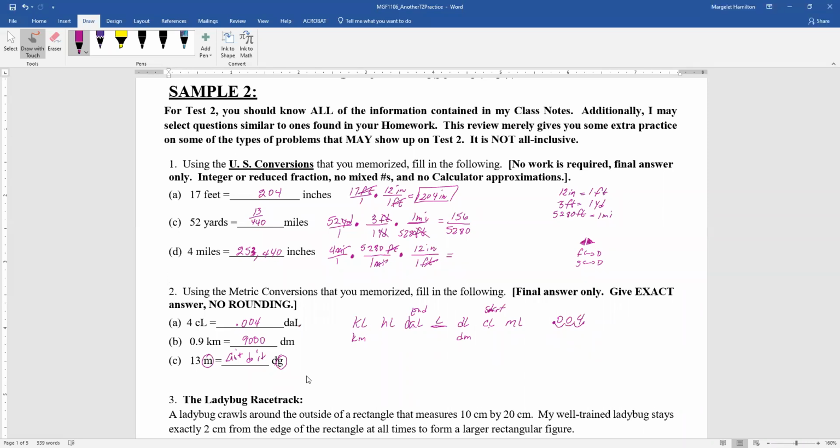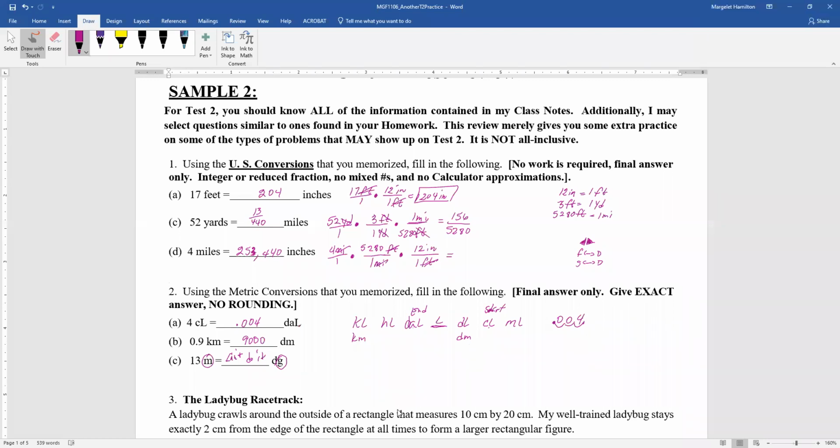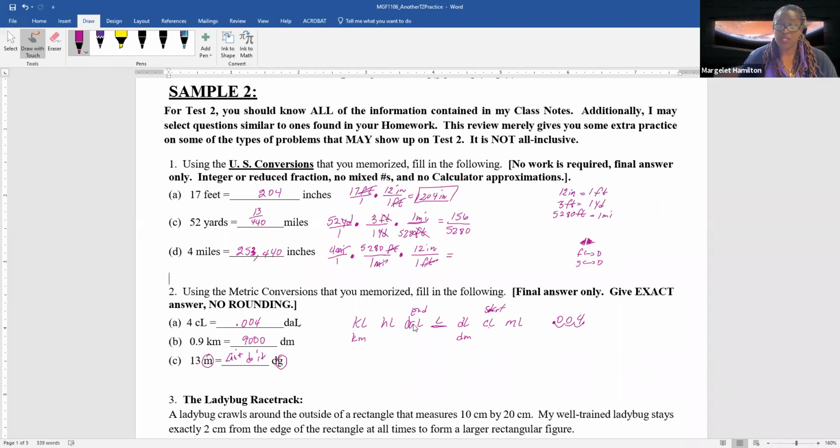For the second one, why did you move it over 4 again? We started at KM and we were going to DM. Okay, right, so that was 4 places to the right. And then the first one, why was it 4 to the left? Again, we started at CL and we went to DAL. You're just going in a direction.